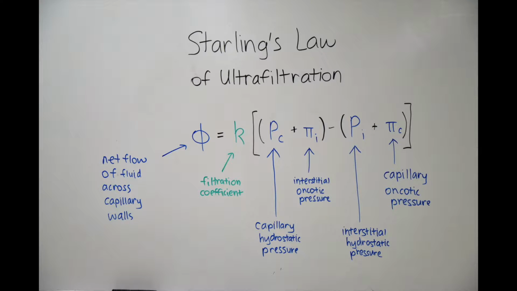Here is Starling's equation of ultrafiltration. This states that the flux of fluid across capillary walls, phi, is equal to forces out, P sub C plus pi sub I, minus forces in, P sub I plus pi sub C, all multiplied by the filtration coefficient K. Forces out is made up of capillary hydrostatic pressure, P sub C, and interstitial oncotic pressure, pi sub I. Forces in is made up of interstitial hydrostatic pressure, P sub I, and capillary oncotic pressure, pi sub C. Furthermore, a high K means that it is easy to cross a capillary wall, and a low K means that it is difficult. This equation can be used to explain weight changes in the frog.